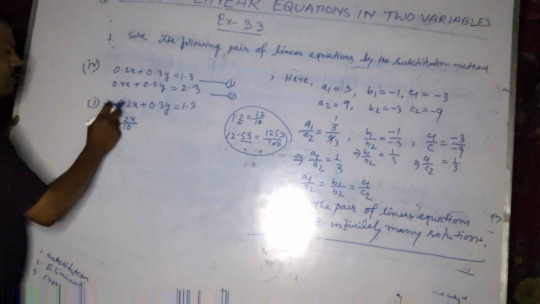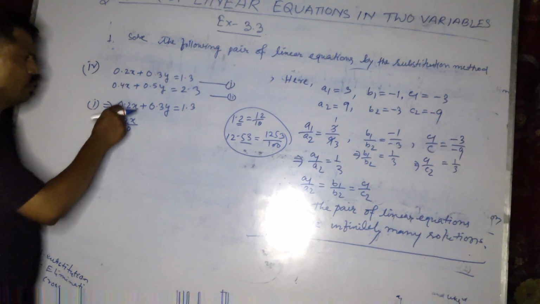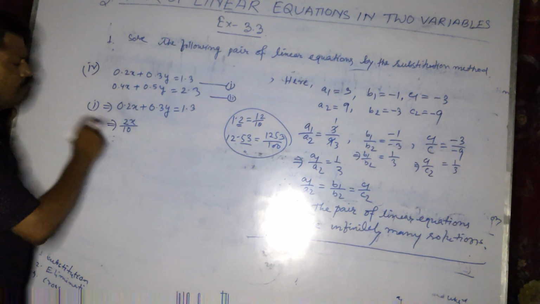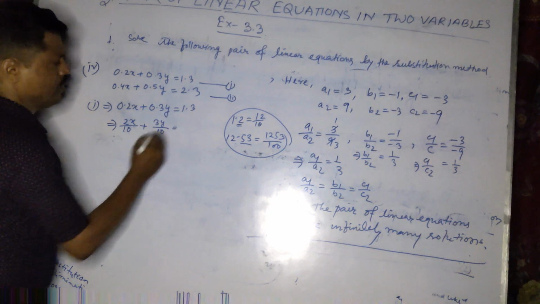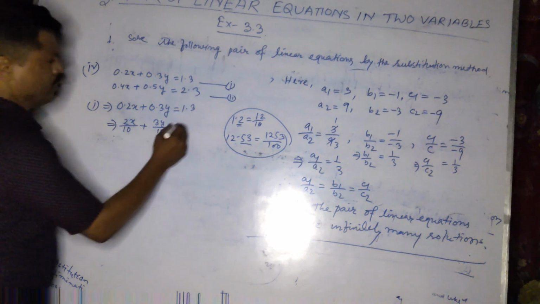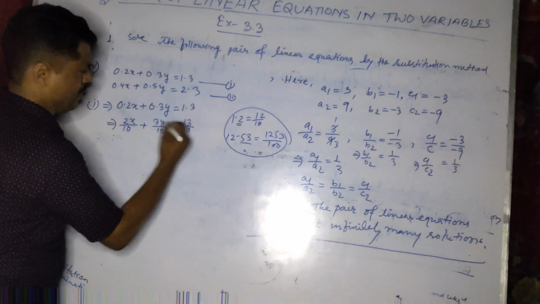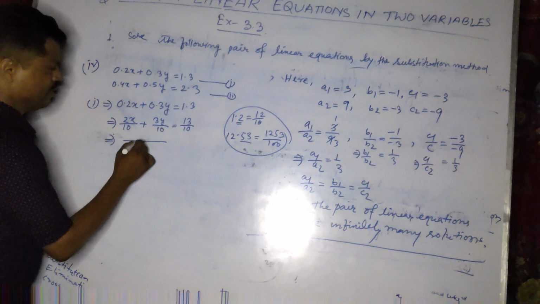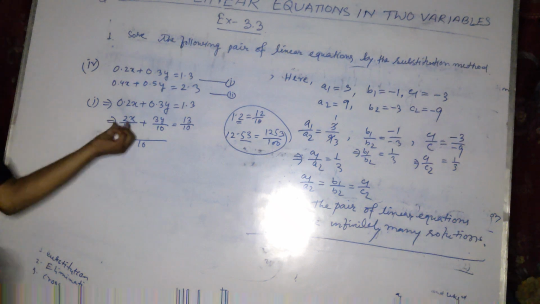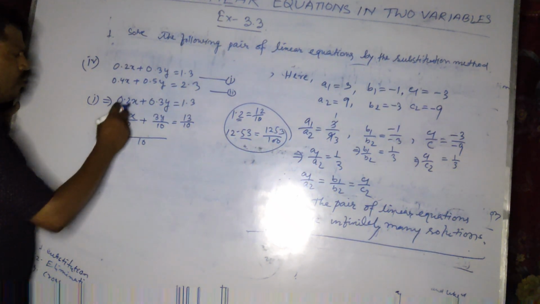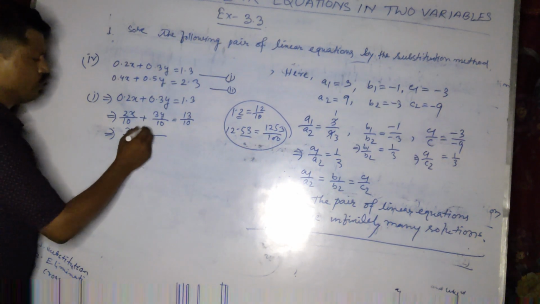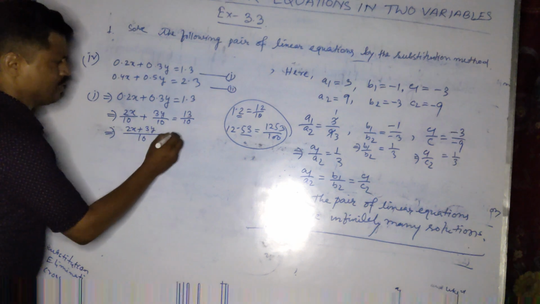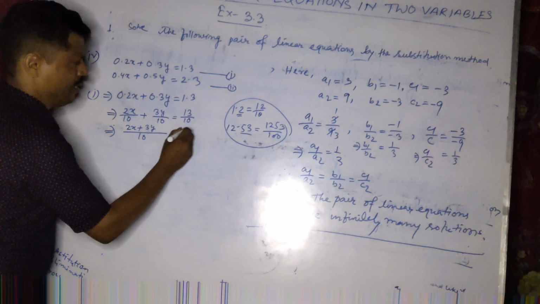See here, 0.2 has 1 digit after the decimal point, so 2x by 10 we can write, and 3y by 10, and 1.3 we can write as 13 by 10. So we can take the LCM here, 10, the same denominator. 10 in 10 is 1 time, so 2x, and 3y is equal to 13 by 10.